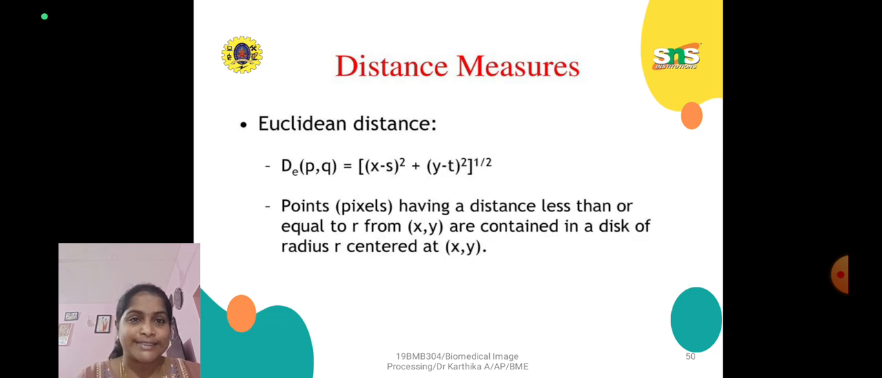See the Euclidean distance. DE of P,Q is equal to (x minus s the whole square plus y minus t the whole square) to the power 1 by 2. Pixels having a distance less than or equal to r from x,y are contained in a disk of radius r centered at x,y.